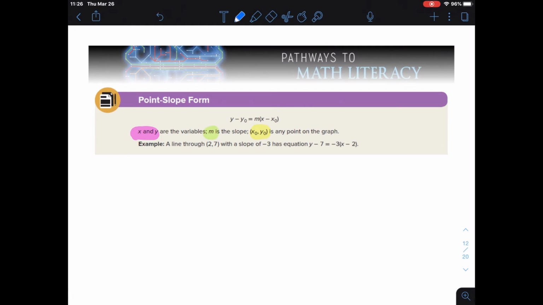So if you look at this example, you have the point 2, 7. This is our slope 3. So this 2, 7 is the point x0, y0. The equation of the line would be y minus the y coordinate of the point is equal to the slope times x minus the x coordinate of the point. Okay?